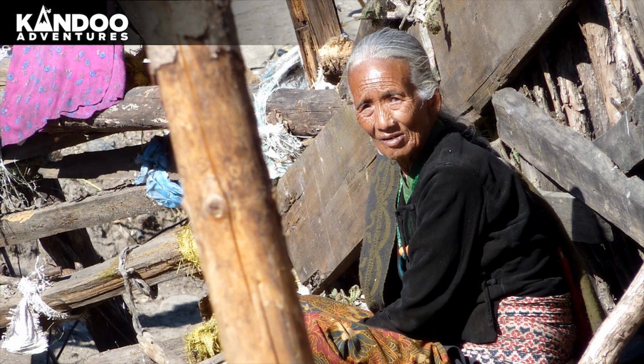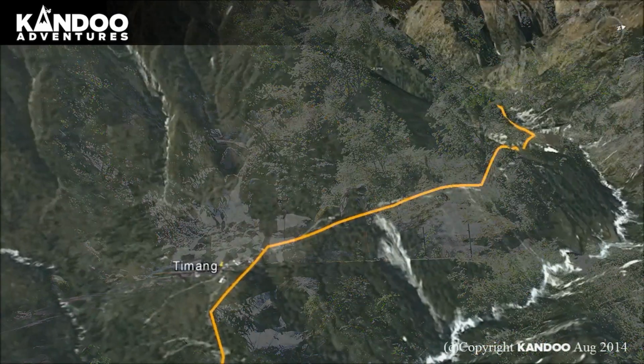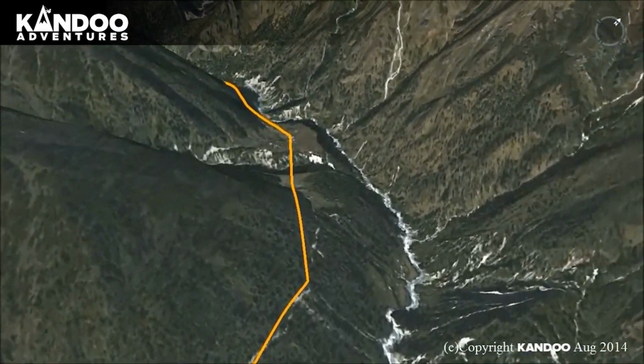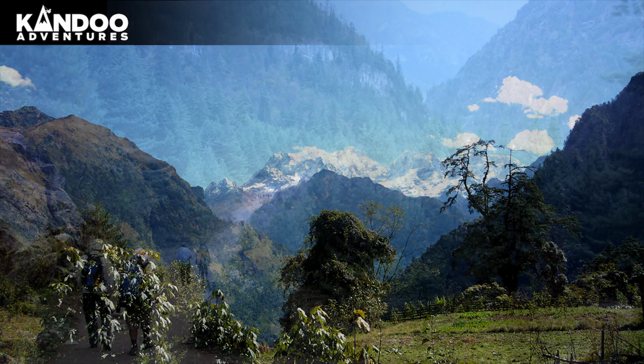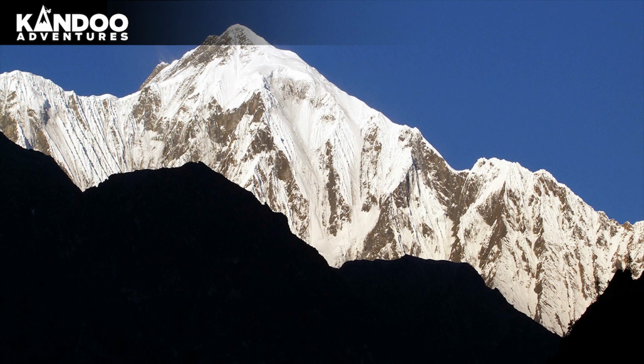As you continue ascending through forests of pine and oak, you pass through Danakyu before coming to a large waterfall. Further on, the Marsyangdi river enters a gorge and the trail follows the rock-strewn path. When the steep incline ends, you follow a path amid rhododendrons and continue on a gently rising path. You cross a stream before entering a pine forest, then enter the hamlet of Kotho, from where you get a good view of Annapurna 2.